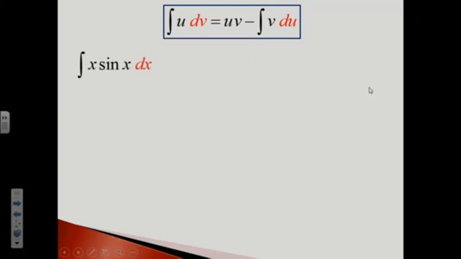We take an example. Find the integral of x sin x. To use integration by parts, we must choose u and v so that the new integral is easier to integrate than the original. In this example, let u be x, then du is dx. The remaining part, sin x dx, is dv, so v is minus cosine x.